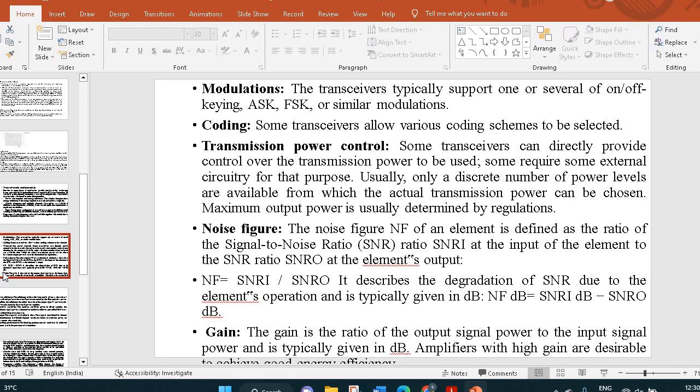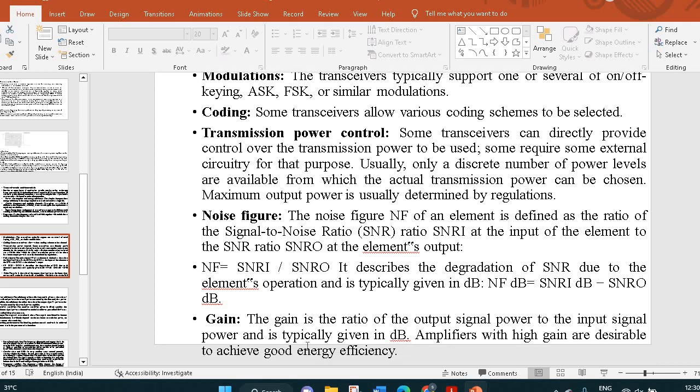Noise figure. The noise figure NF of an element is defined as the ratio of signal to noise ratio SNR_I at the input of the element to SNR ratio SNR_O at the element's output. Noise figure equals SNR_I divided by SNR_O. It describes the degradation of SNR due to the element's operation and it is typically given in dB.